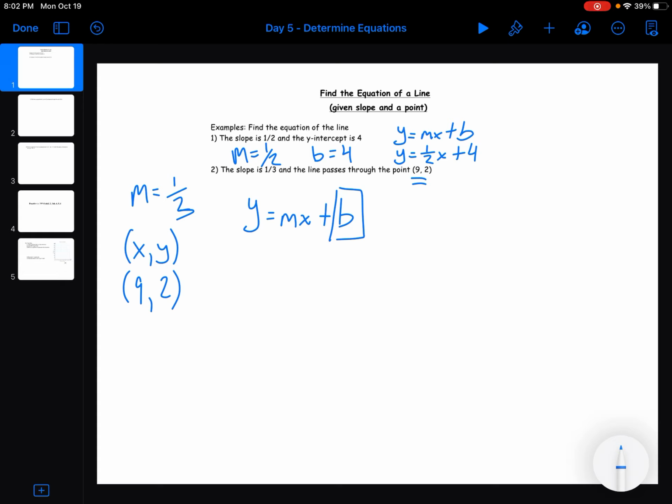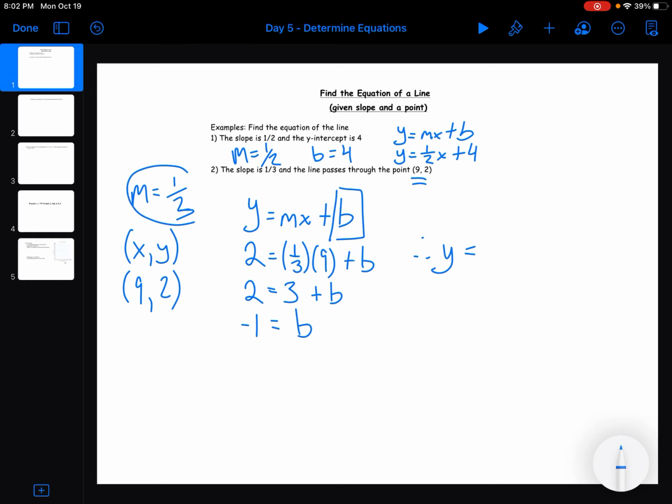So what I can do is I can take my point, x, y, so 2 equals 1/3 of 9 plus b. 2 equals 1/3 times 9 is 3 plus b. Subtract the 3 over, -1 equals b. Therefore, y equals, we have our slope of 1/3 and we have our b value. 1/3 x minus 1.